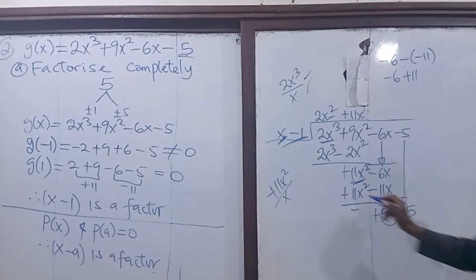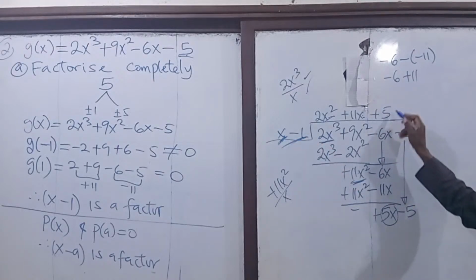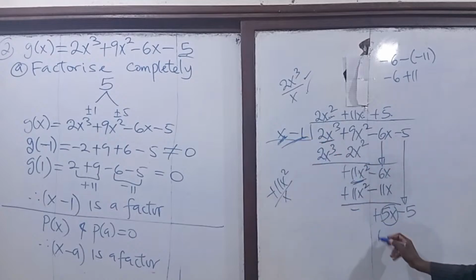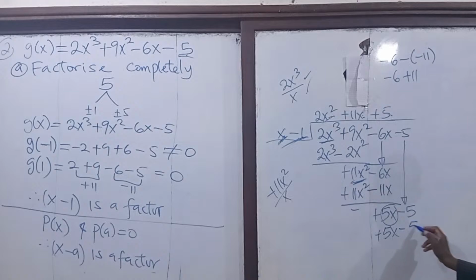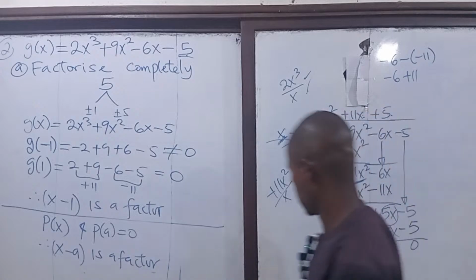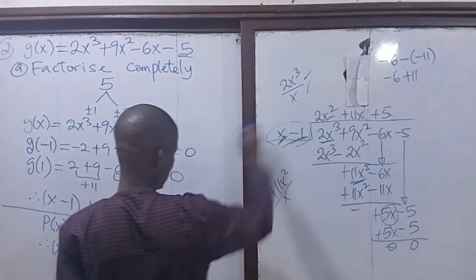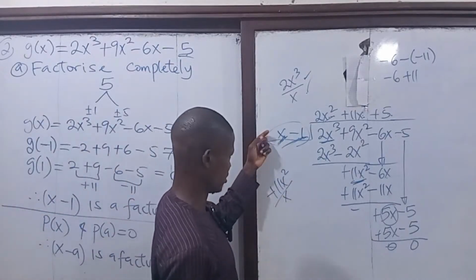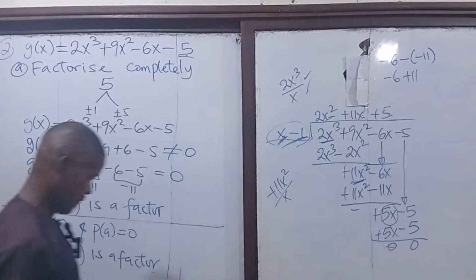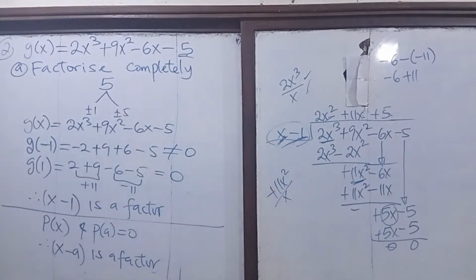Repeat the process. This one over the first one here, that's a plus 5. 5 times x is a plus 5x, 5 times minus 1 is minus 5. So automatically, when you do your subtraction, you must have a remainder of 0. And that confirms that your x minus 1 is a factor.